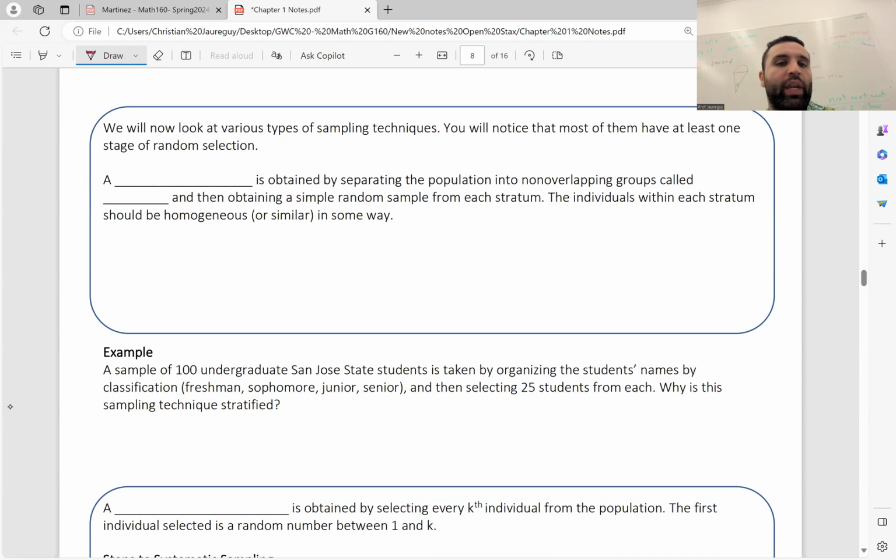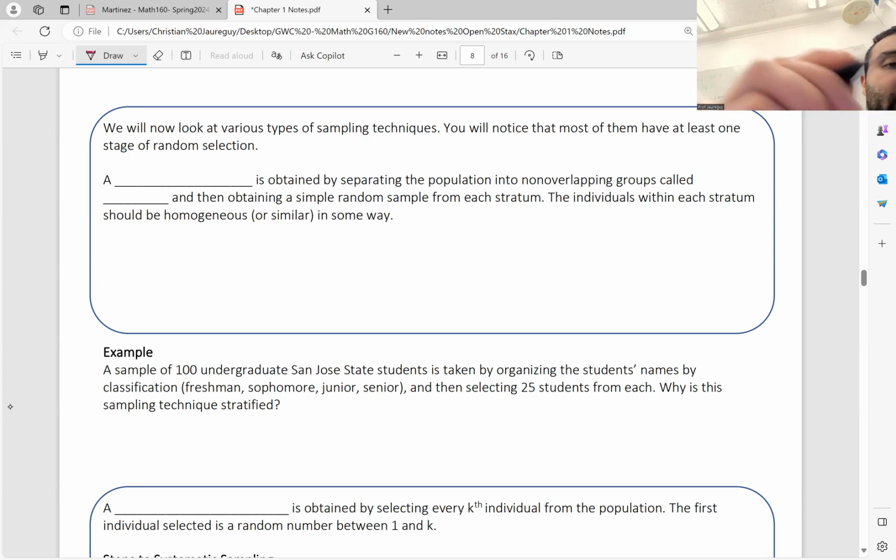Okay, so the next one, we now look at various types of sampling techniques. Most of them have some sense of randomness. Even if it's not perfectly random, it might be designed random or maybe a little conveniently random, but we do the best we can.